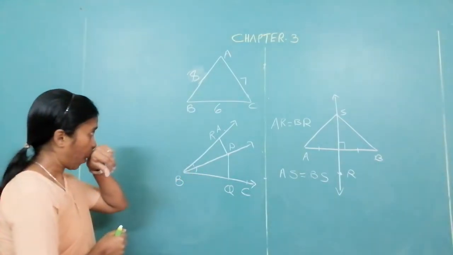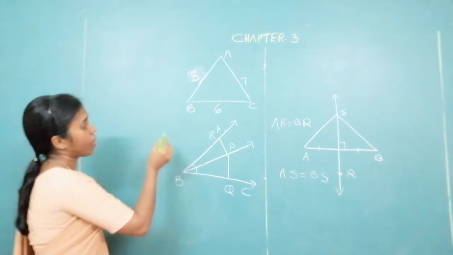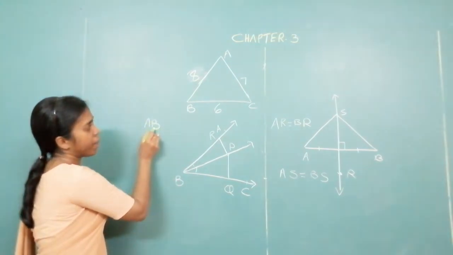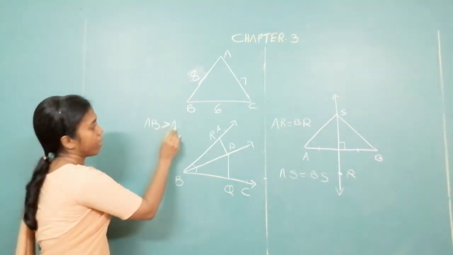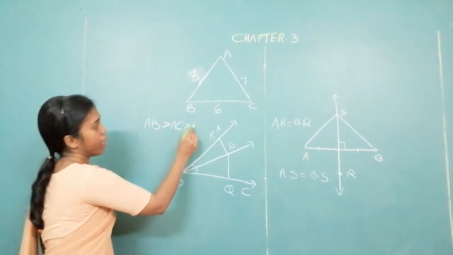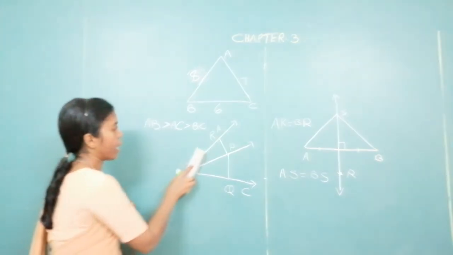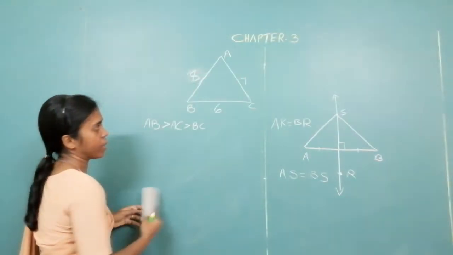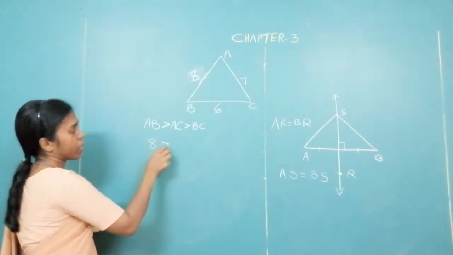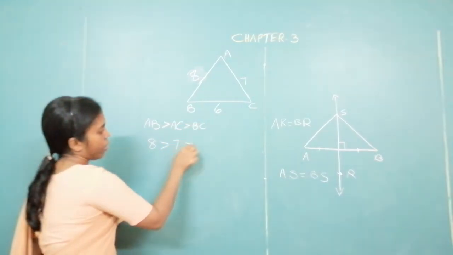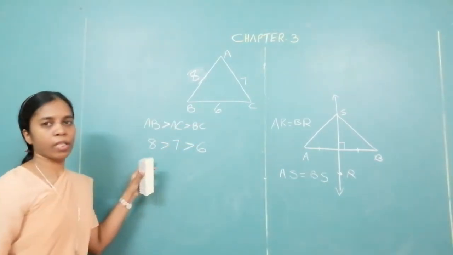Now, when I ask you in this triangle, you will tell me AB is greater than AC greater than BC. Right? Why? Because AB is 8, AC is 7, then BC is 6.